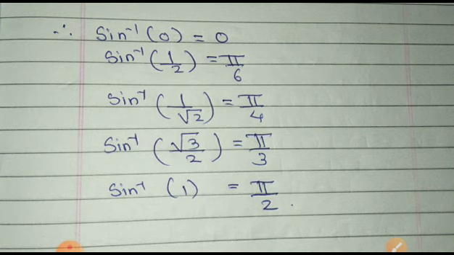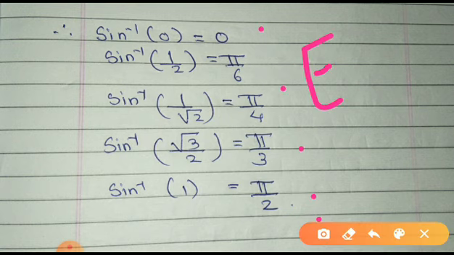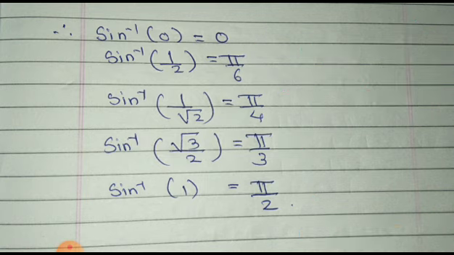At which angle will you get sine as root 3 by 2? It is pi by 3. So sine inverse of root 3 by 2 is pi by 3. Is that clear? And here there won't be any changes because all these angles lie between minus pi by 2 to pi by 2. So whenever you have these standard angles, standard values in the question, directly you can write these values.